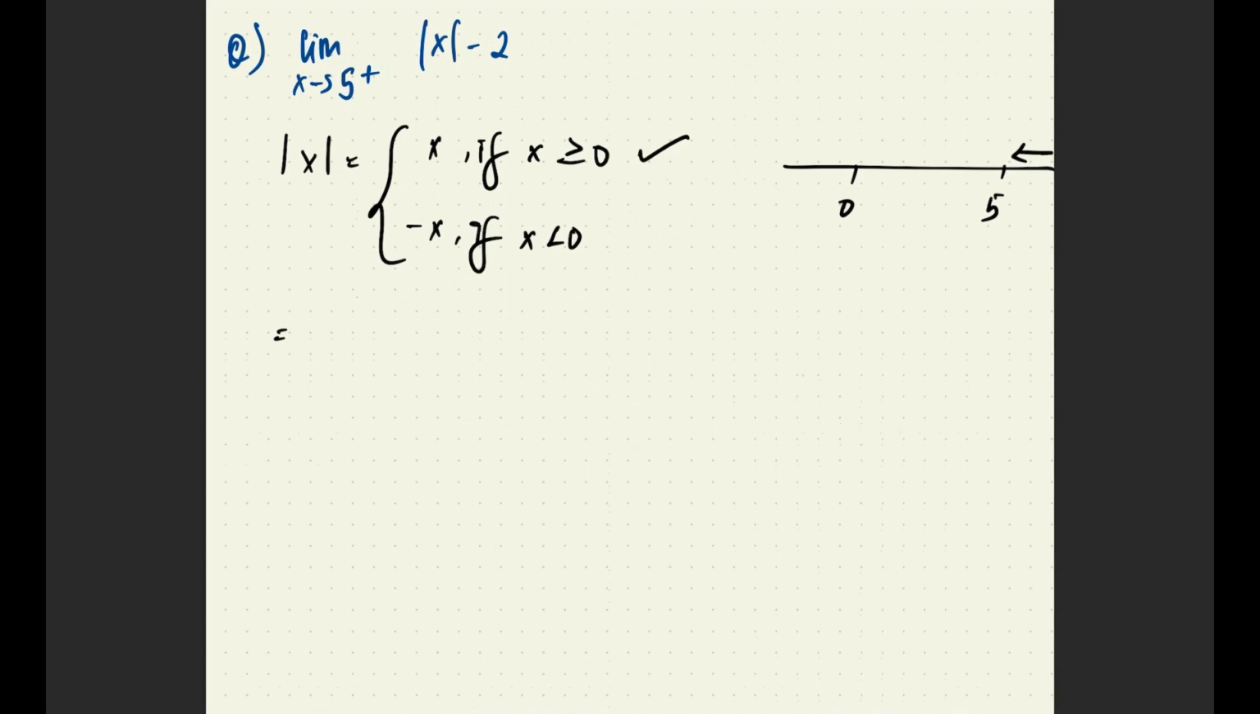So in the limit as x approaches 5 from the right, the absolute value of x in this case is just going to equal x, because the absolute value of x is equal to x when x is greater than or equal to 0. So the absolute value of x from the right-hand side is just equal to 5. That gives you 5 minus 2, and therefore this limit evaluates to 3.